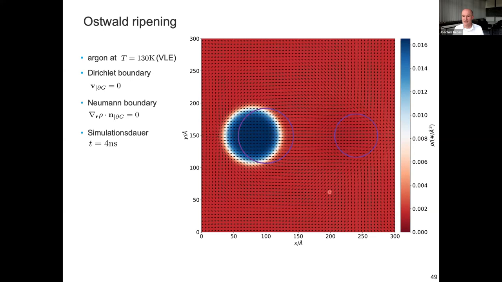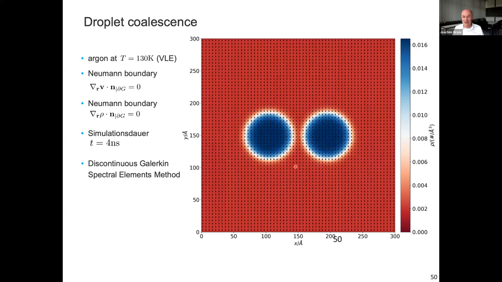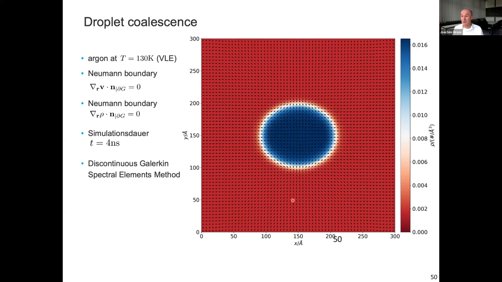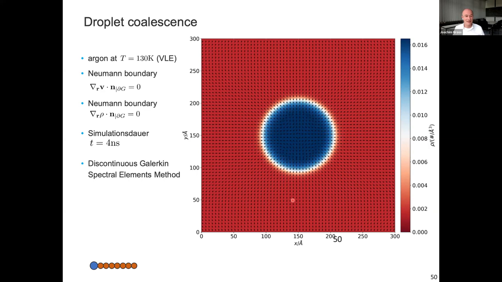And we, as a second example, looked at the coalescence of droplets. And here we go. This is a coalescence event. And now, if we think of what I've shown before, for example, mixtures and surfactants and so, this is a very powerful approach for the future, I think.